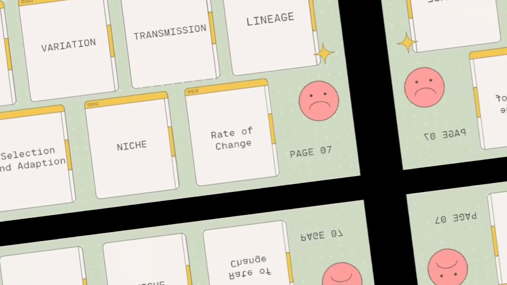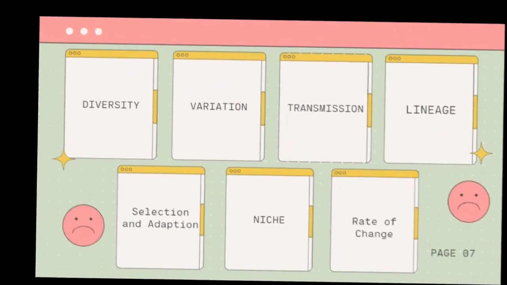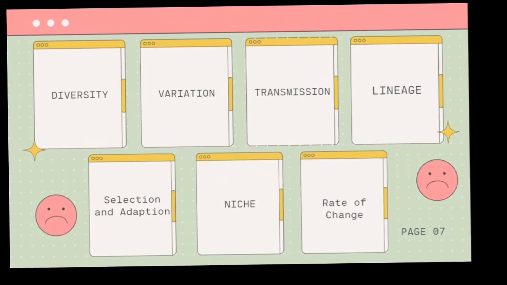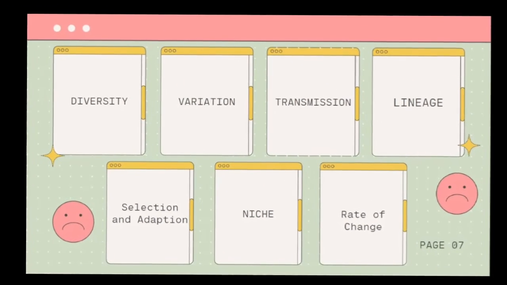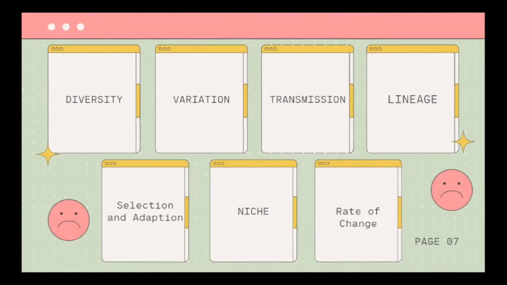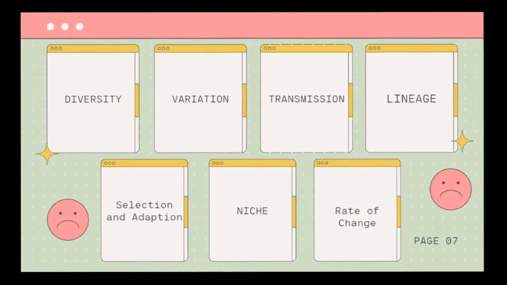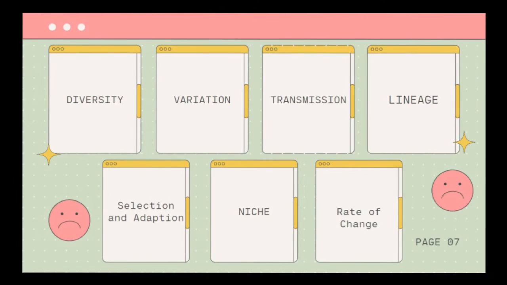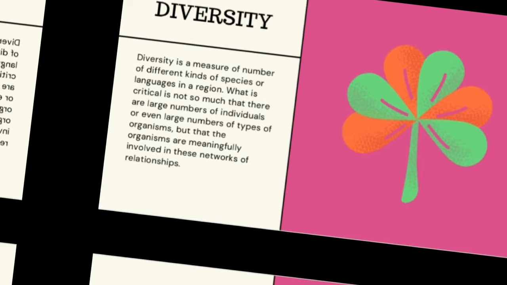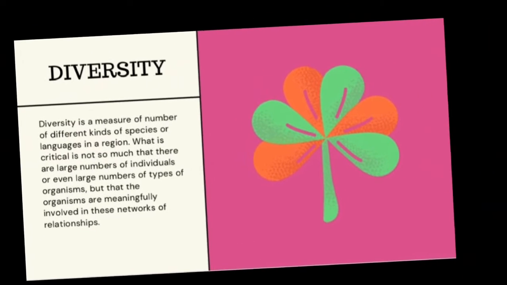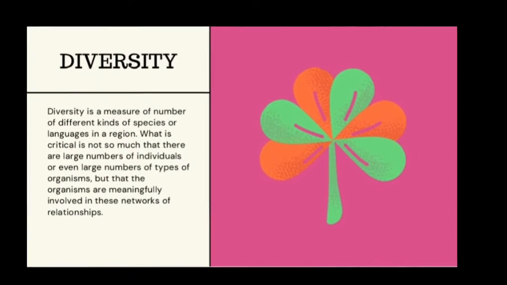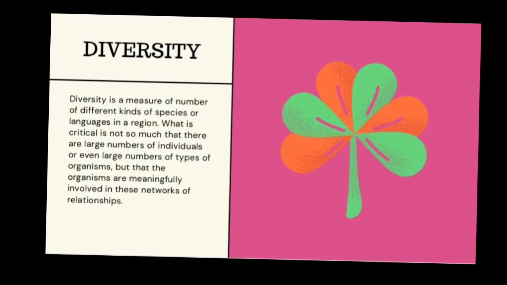Language ecology has 7 properties. It is the diversity, variation, transmission, lineage, selection and adaptation, niche, and the rate of change. First, I'm going to tackle the diversity. So, what is diversity?